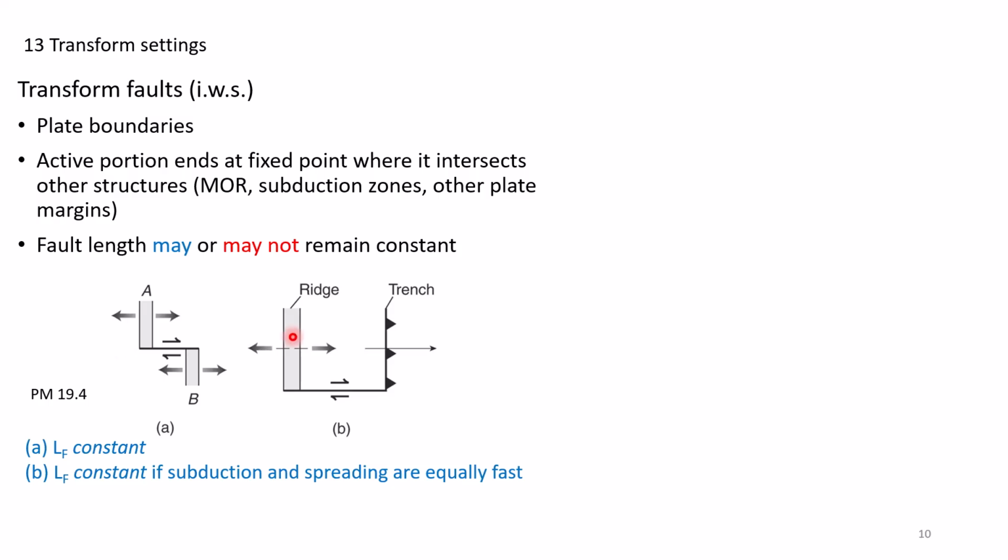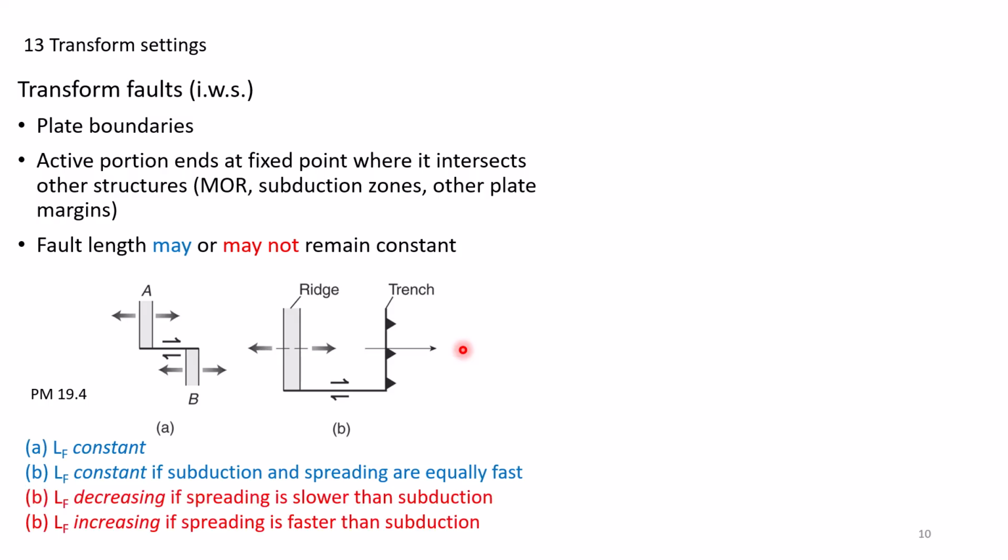In this situation here, where a mid-oceanic ridge is connected to a subduction zone, the fault length between the ridge and the subduction zone will remain constant if the subduction and the spreading rates are equally fast. That means that the oceanic ridge push that creates a new oceanic lithosphere is entirely compensated by subduction of the oceanic lithosphere underneath the neighboring lithospheric plate. If that is not so, then we get variation of the length of the transform fault.